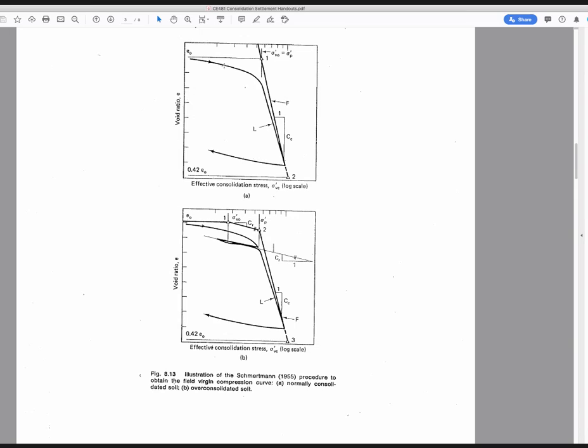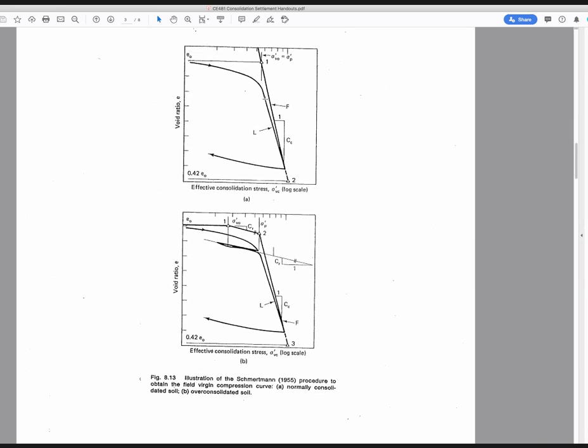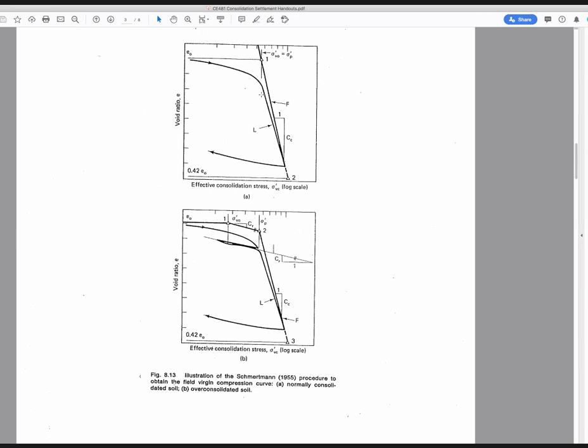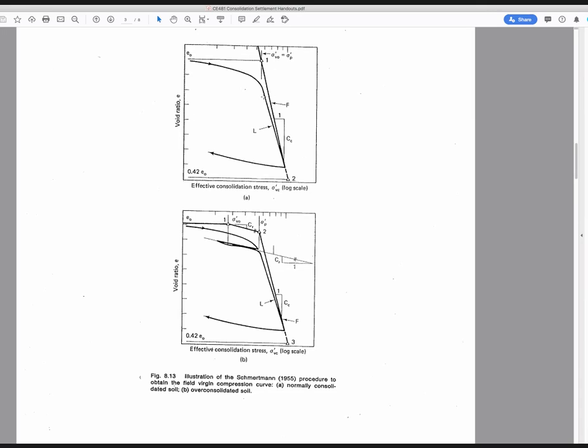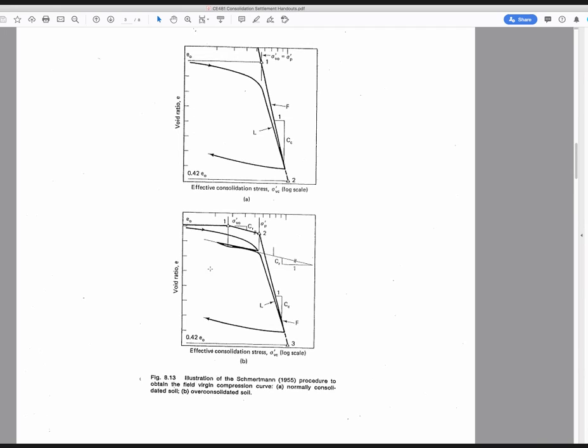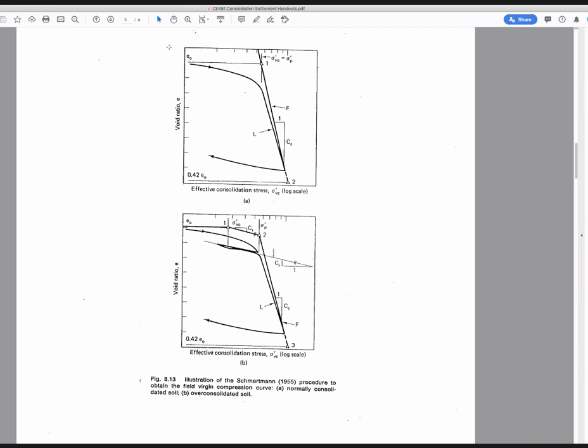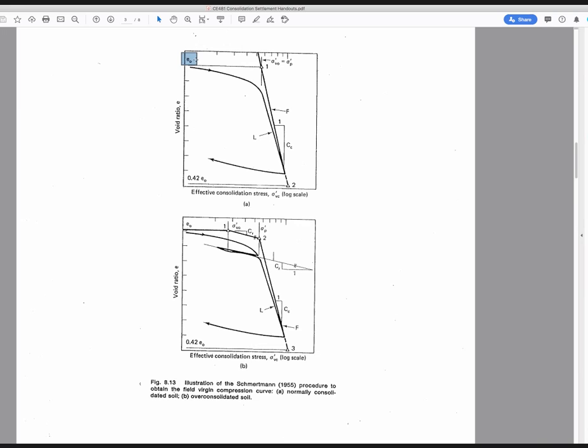And what Schmertmann was claiming is that a lab curve is typically going to be dampened a bit, and you'll actually end up with a lower slope than you would in a virgin in situ condition, meaning actually in place. And he goes through a methodology here in which you identify an e naught. I don't have all the steps laid out here. I'm not expecting you to do this one. I just want you to be aware that this kind of process does exist.